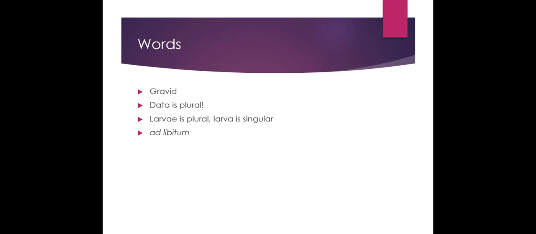Now, when you're dealing with the larval phase of insects, in holometabolous insects, say, the word larvae with the AE at the end is plural, and larva is singular. So if you have more than one specimen, more than one maggot, say, you have larvae. If you have a single maggot, it's a larva. Okay, so larvae is plural, larva is singular.